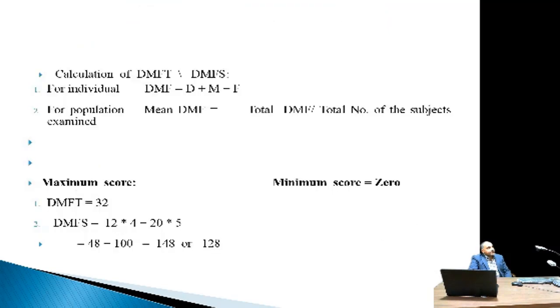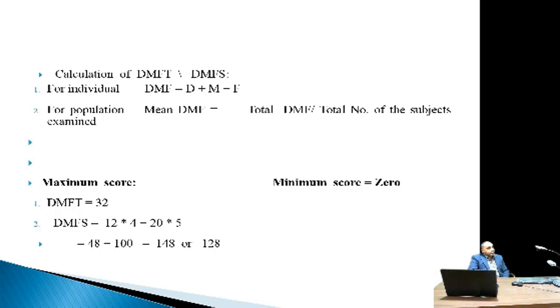Calculation of DMFT, DMFS. For individual, فقط للشخص الواحد، DMF هو نجمع الديكي زائد missing زائد filling. ايش قد عندنا ديكي، ايش قد عندنا missing، ايش قد عندنا filling، نجمعها يطلع مجموع DMF. For population, mean of DMF, total of DMF divided by the total number of the subjects examined.